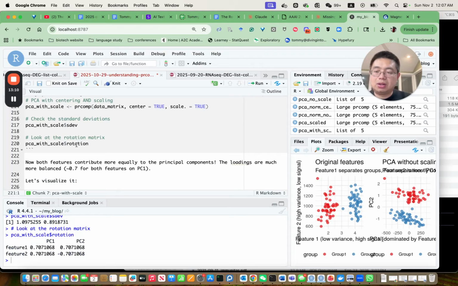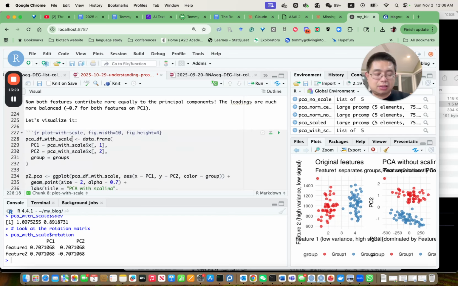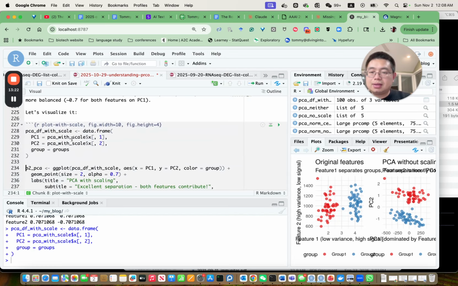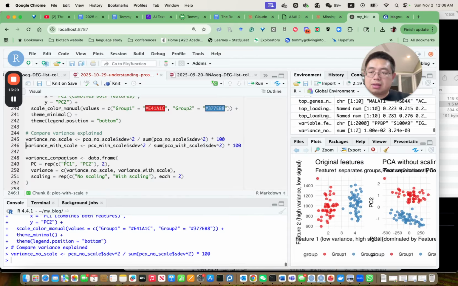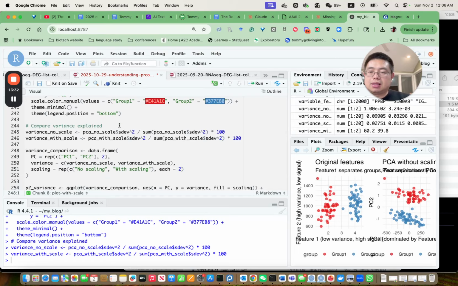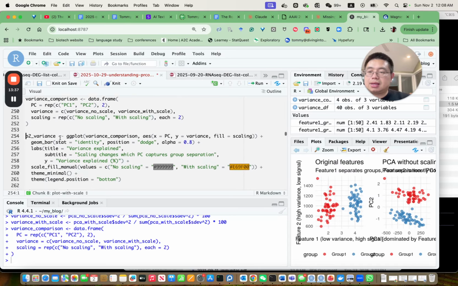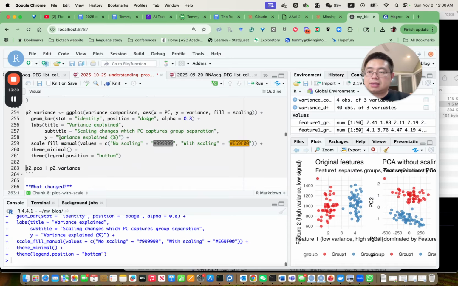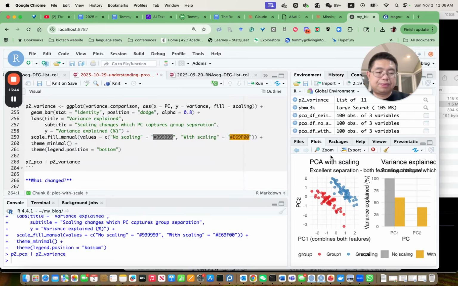If you look at the loadings for PC1, now feature 1 and feature 2 contribute equally to PC1. And well, let's visualize it. It's the same code here. If we look at the variance explained for each PC, with no scaling and with scaling, and then put those 2 together into the same data frame, let's take a look. This is the variance and the PCA plot side by side.